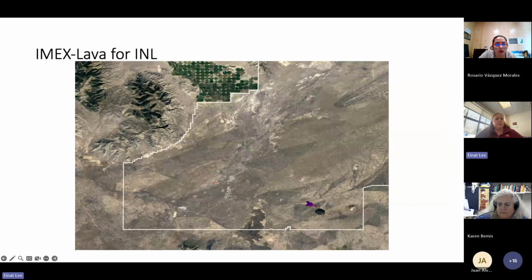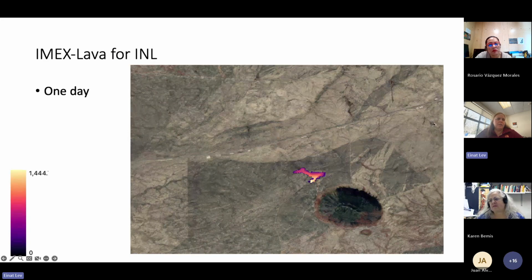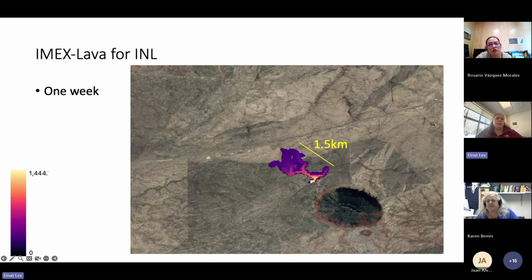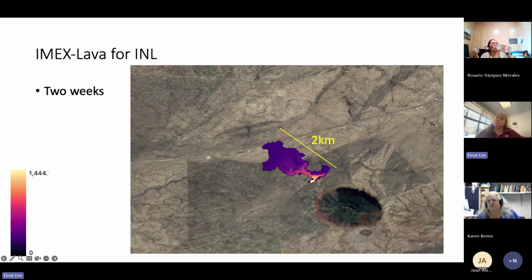Here is just an example I ran on Victor for IMAX Lava for the Idaho National Lab. It's a big nuclear facility in Idaho that is in a very active volcanic region. So they're concerned about inundation by lava flows. So, for example, an eruption started here from this small vent. This is after 1 day. This is after 1 week, 2 weeks. But you see, this is also giving me the flow temperature, which is very important if you're trying to protect a nuclear reactor.